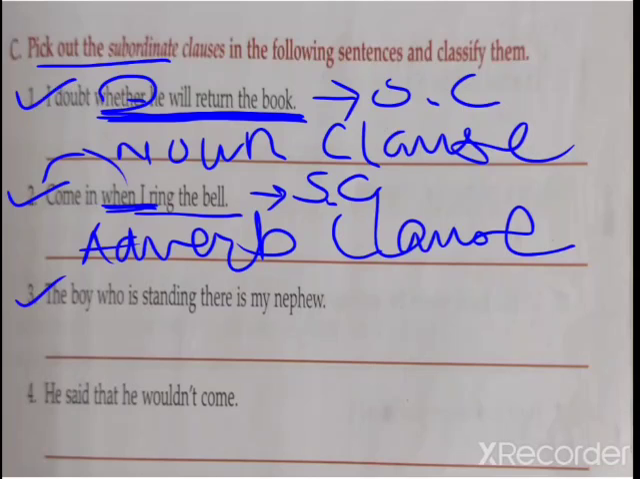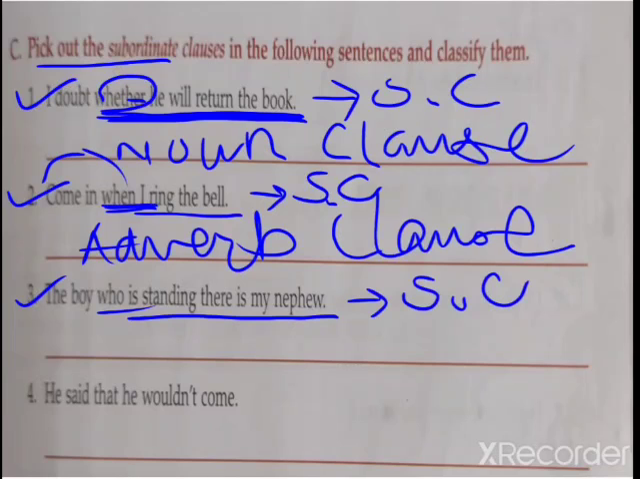The boy who is standing there is my nephew. Now who is a subordinate conjunction. So here, who is standing there is the subordinate clause. Now who is used for the boy. The boy is a noun. An adjective always says more about a noun or pronoun. So that's why it's known as an adjective clause.